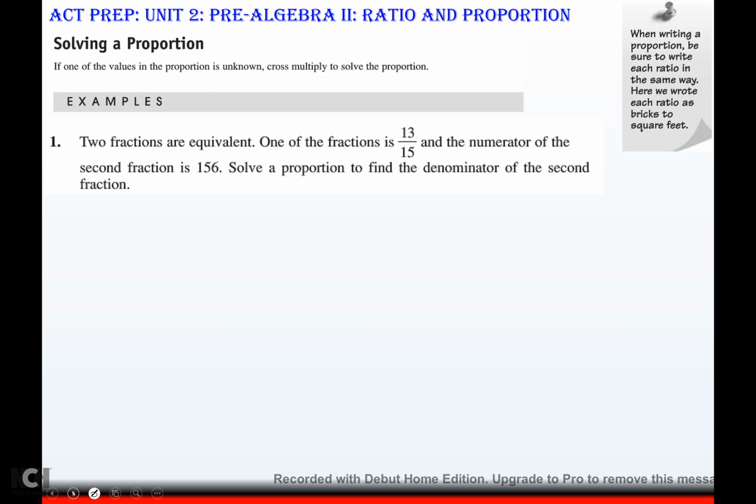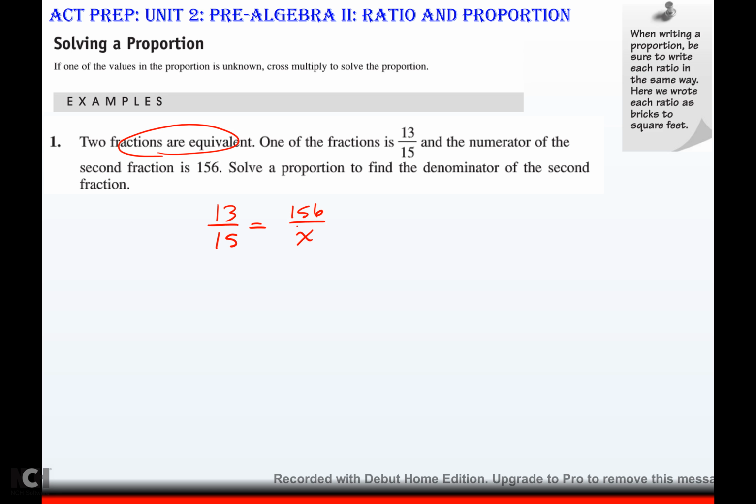All right, so solving a proportion. If one of the values in the proportion is unknown, cross multiply to solve the proportion, just like we did with the percents yesterday. It says 2 fractions are equivalent. One of the fractions is 13/15, and the numerator of the second fraction is 156. So we don't know the denominator, but they're saying that these fractions are equivalent. So we formed a proportion.